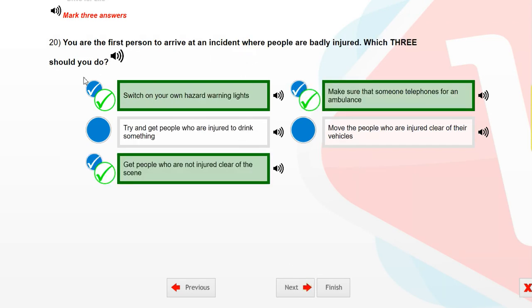You are the first person to arrive at an incident where people are badly injured. Which three should you do? Switch on your own hazard warning lights. Get people who are not injured clear of the scene. Make sure that someone telephones for an ambulance.